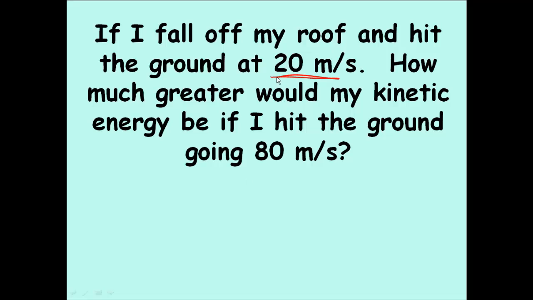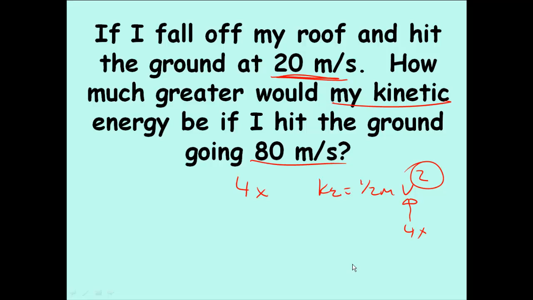In my example, if I fall off my roof and I hit the ground at 20 meters per second, how much more kinetic energy would I have if I was going 80? Well, how many times greater is my velocity? It's 4 times. But remember, kinetic energy is equal to 1/2 mv squared. That is 4 times, but I have to square that. So it would be 16 times more kinetic energy. A little bit of velocity difference makes a huge difference in the amount of energy.